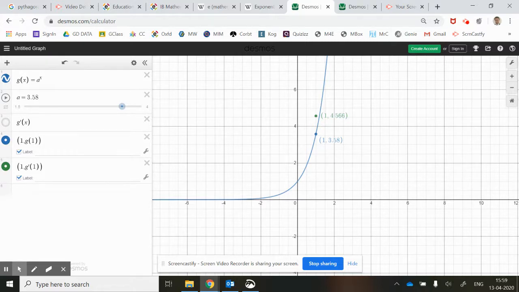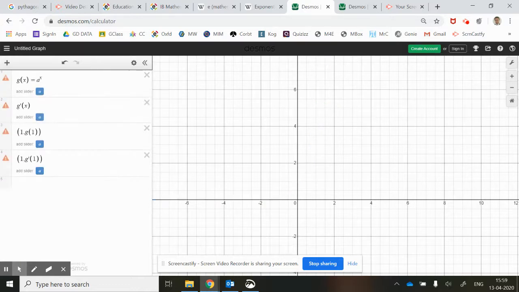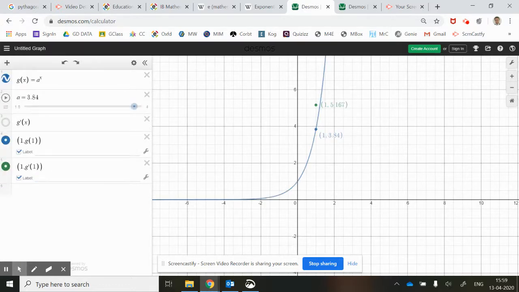Okay, so if I bring this across, if I bring the blue point up, we can see that the gradient is 5.167, but it has a height at this point of 3.84. This is 3.84 to the power of x, this function. Now, if I bring this down, you can see that the gradient at that point is now less than the height itself.